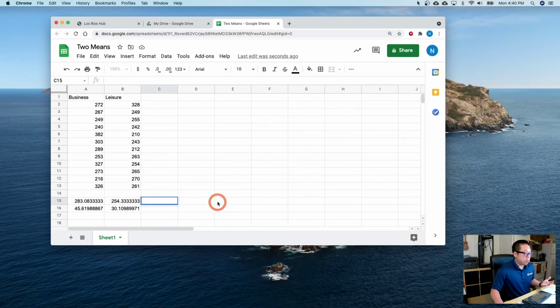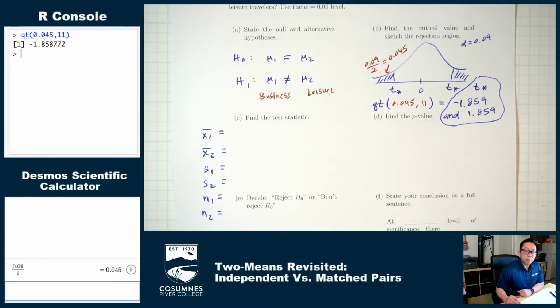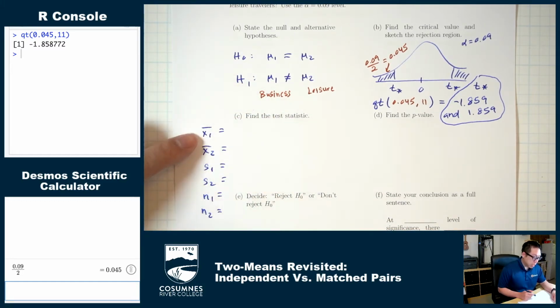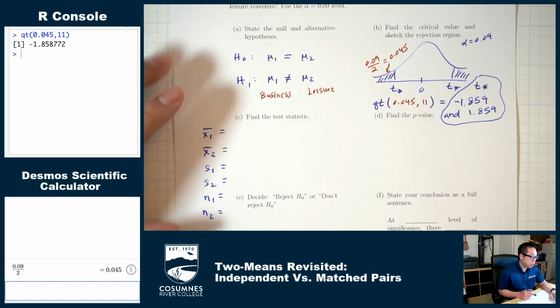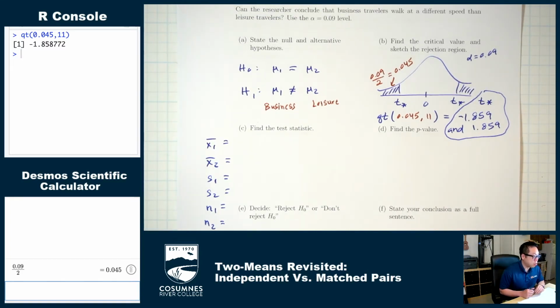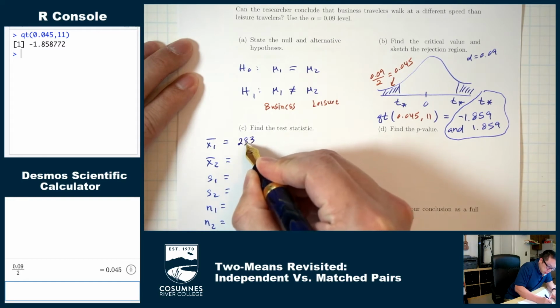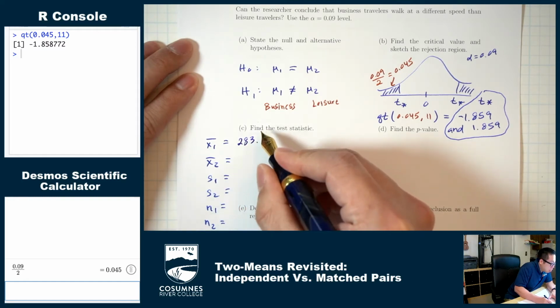Okay, now that I have the mean and standard deviations, let me copy this down. All right, back to part C. We're going to copy down the means and standard deviations that we just found. Remember, 1 means business and 2 means leisure. X1 bar is the mean for business. That's 283.083, rounded to 3 decimal places.